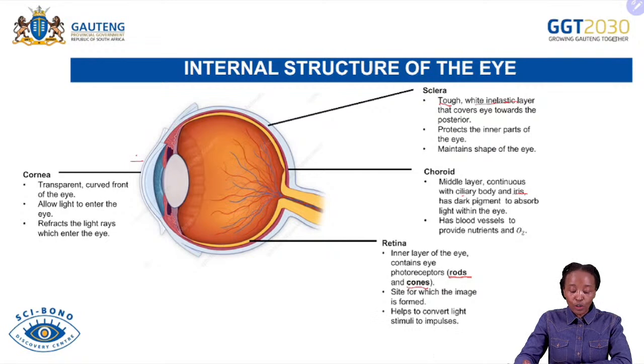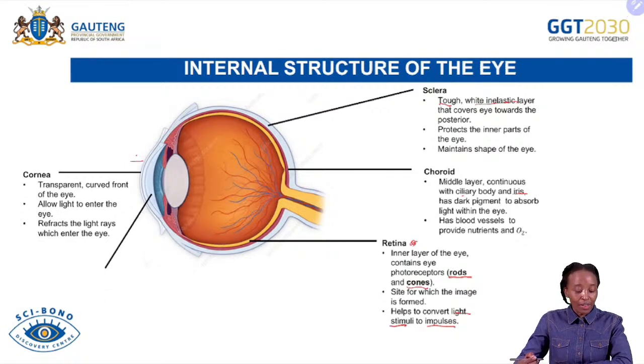And then it also helps to convert the light stimuli into an impulse. This is very important. When the light strikes the innermost layer, which is the retina, remember it comes in the form of a stimulus, the change in the environment. Then when it gets there, the receptors' function is to convert the stimulus, which is light, into an impulse. Then the impulse is sent to the brain where interpretation is going to take place, where an image is going to be formed.